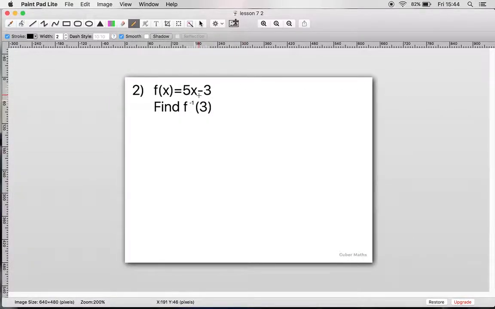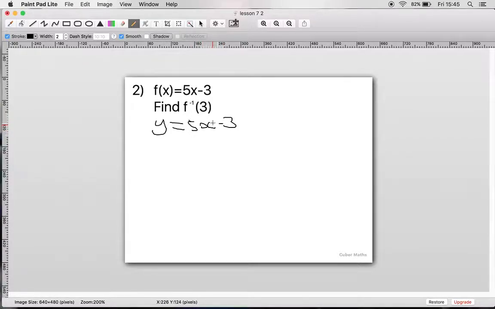So here we have our next problem, and it says f(x) is equal to 5x minus 3, and it wants us to find the inverse of 3. So we're going to start out by doing exactly the same. We need to find the inverse of f(x). So f(x) is saying y is equal to 5x minus 3.